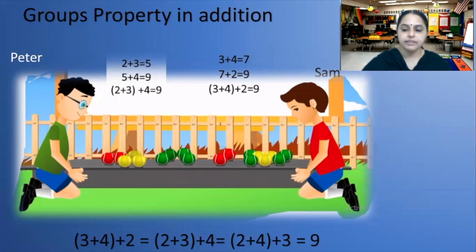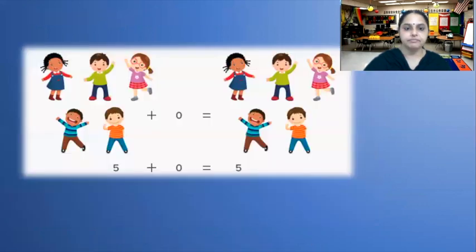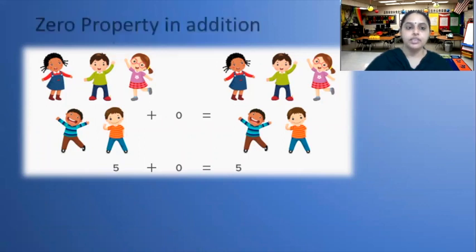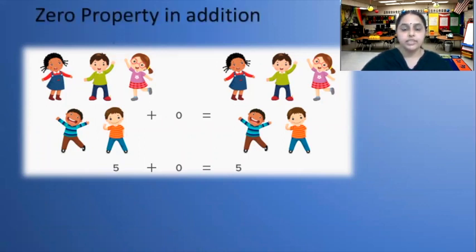Group's property in addition. Now we are going to see zero property in addition. What is the zero property in addition? See, can you see there are 5 children? So 5 plus 0 children will always give you 5 children.